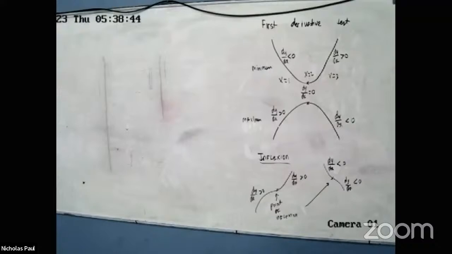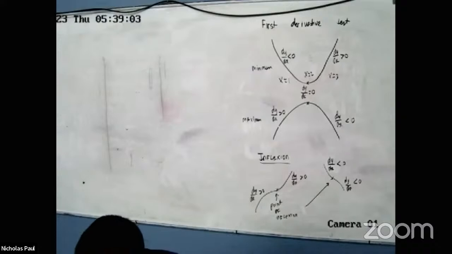Step 1: solve dy/dx equal to 0. And step 2: apply the first derivative test to determine the type of stationary point.